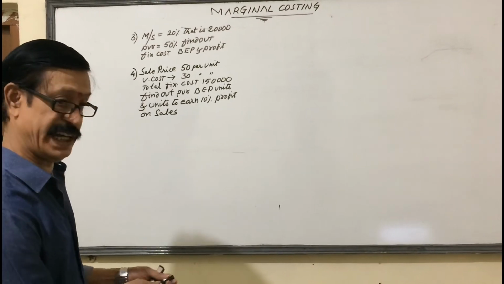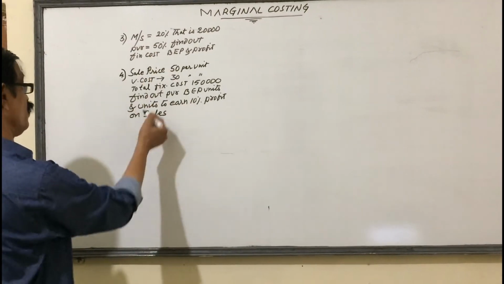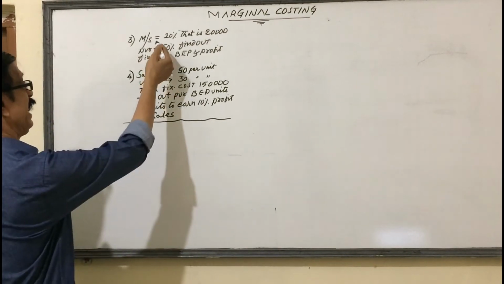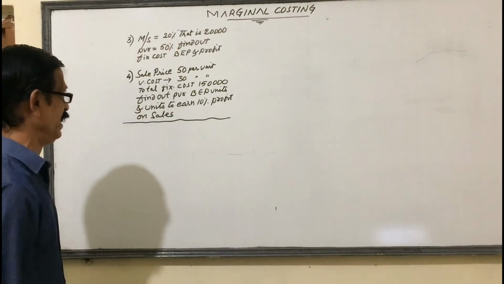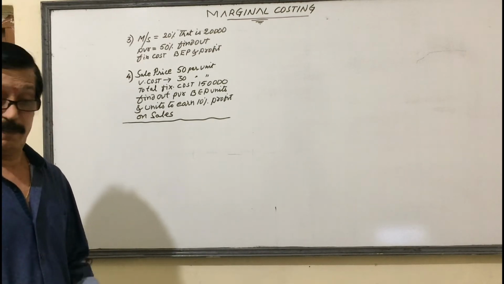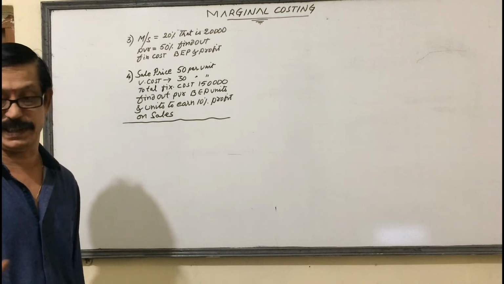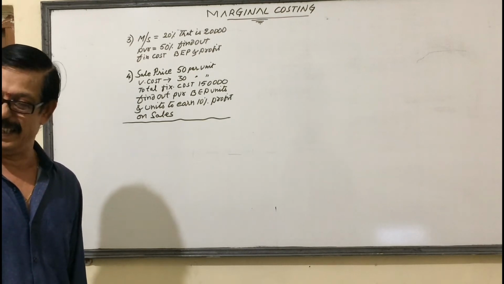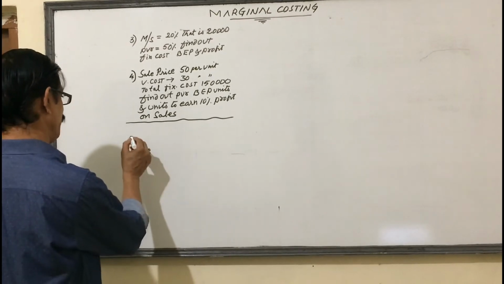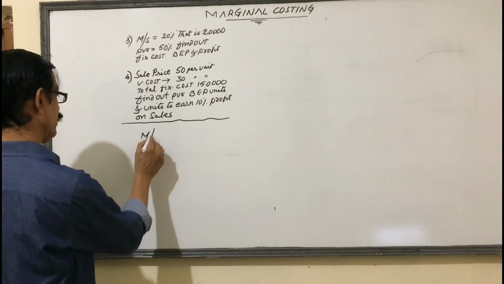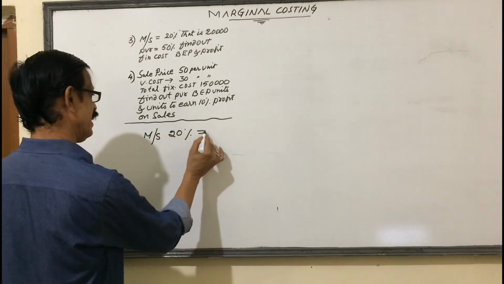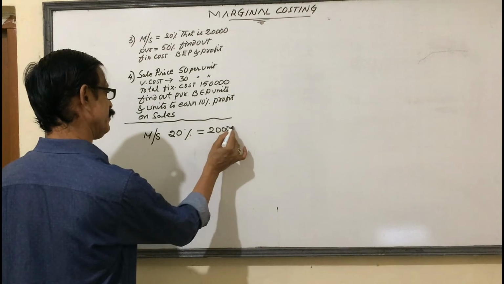Well, dear students, look here. Here I have written two more problems. Now I am solving them. Here margin of safety is given as 20%, that is 20,000. Margin of safety is 20% on sales only. Any percentage is always on sales only. So margin of safety 20% on sales is equal to 20,000.